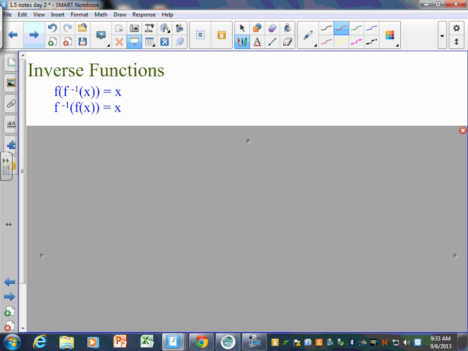All right, so the notation for inverse functions is that little negative 1, right? It doesn't mean the negative 1 power. That's the notation for inverse.